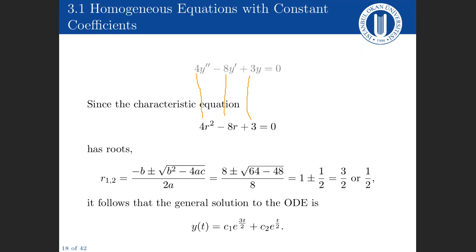And I'm going to use the quadratic formula to solve this. The two roots are minus b plus or minus the square root of b squared minus 4ac over 2a. If we put the numbers in, we find that the two roots are 3 over 2 and a half. As soon as we know these, we can write down the general solution to the differential equation: C1 e to the power 3 over 2 t plus C2 e to the power of a half t.